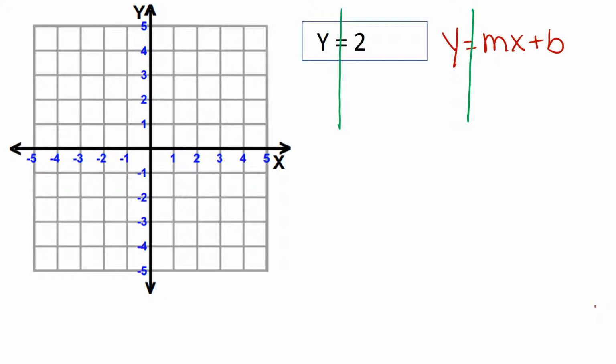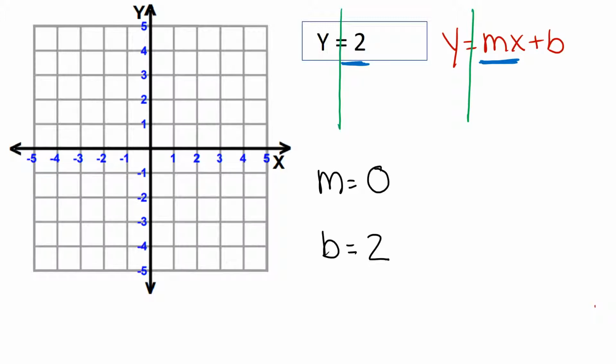What's missing, why it looks different, is that there's no mx value. There's no x variable, so that means there's no m. If there is no m and x side by side, that means that the m is 0. It's missing, it's not there. The b value is the number that's left over, that positive 2.